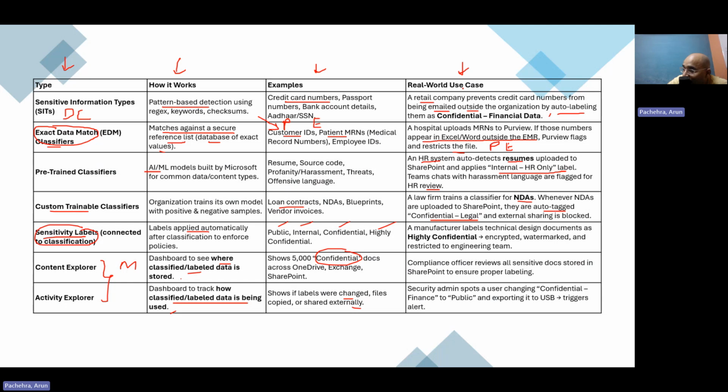Now, for example use cases: a compliance officer reviews all sensitive docs stored in SharePoint to ensure proper labeling. Content Explorer will help us with this. A security admin spots a user changing confidential finance to public. Here the change is happening, an activity is happening, so Activity Explorer will help you with this, or an alert. All right, so with this, I hope these things are clear.